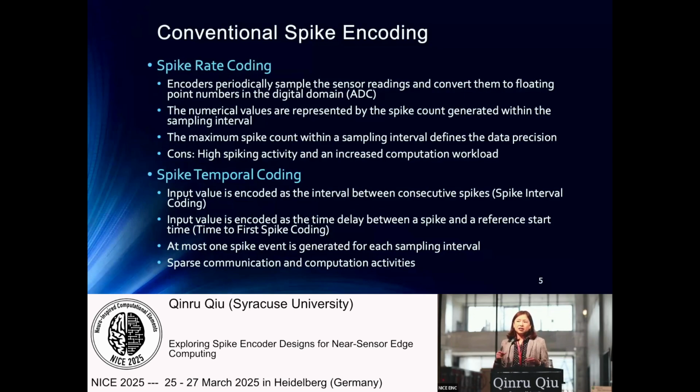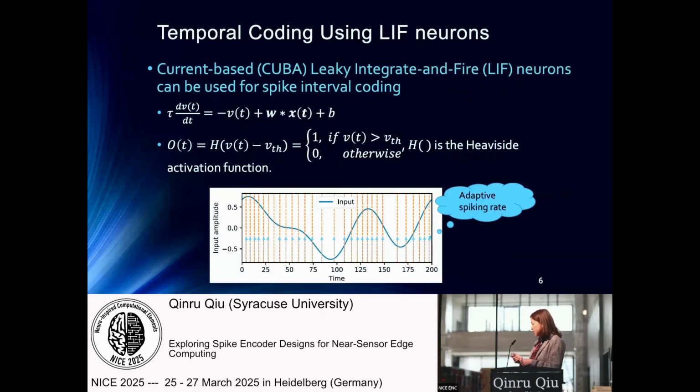communication. The spike temporal coding can be further divided into two different types. One is spike interval coding, which encodes input values as the interval between consecutive spikes. The other type is time-to-first-spike coding, which encodes the value as the time delay between a spike and a reference starting time. For both of them, at most one spike event is generated for each sampling interval. Therefore, they correspond to much sparser communication and computing. In this work, we focus on spike interval coding.